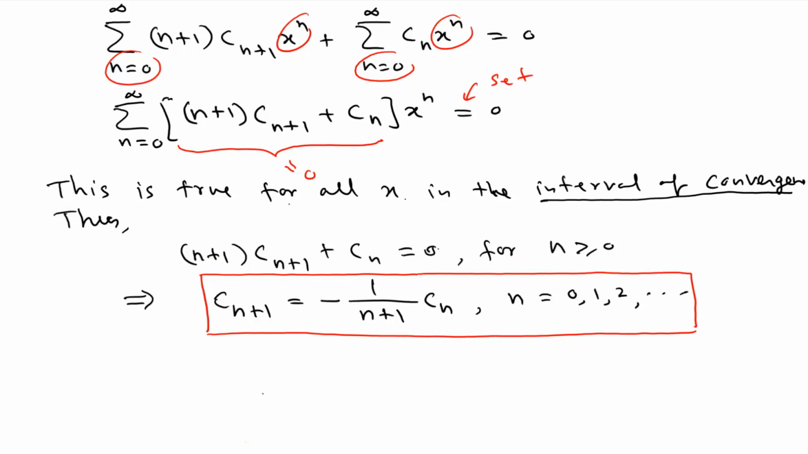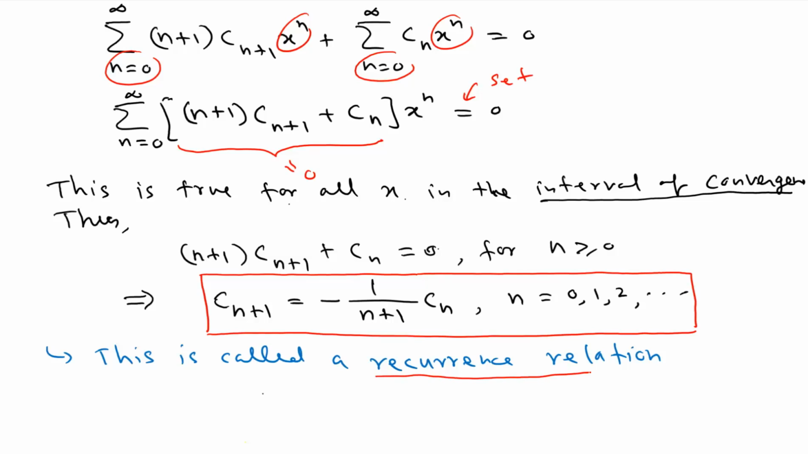This is called a recurrence relation. We use this a lot because you apply this repeatedly. So the goal is to find a few terms, so just find a general expression for c_n. So that's it. We're mostly done with this.